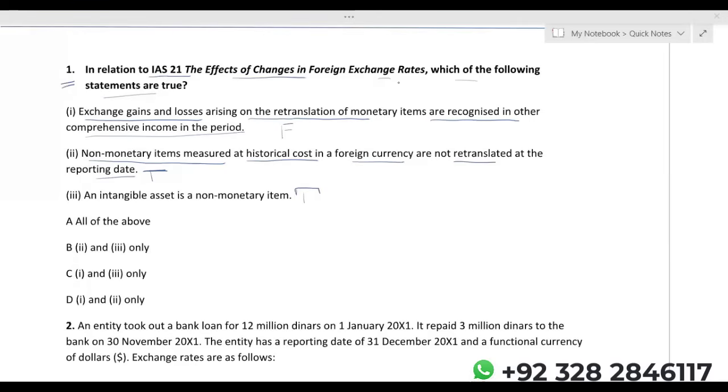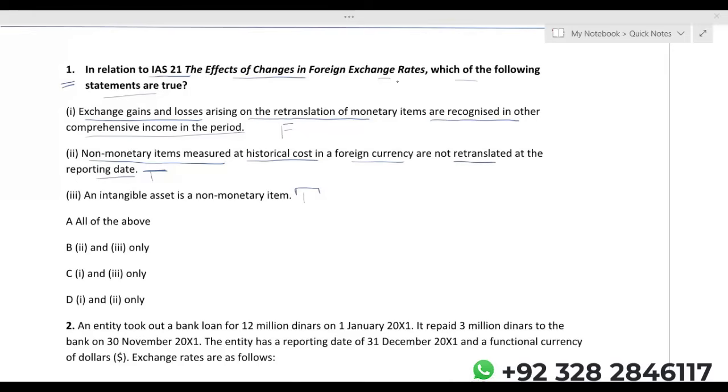So students, monetary items like accounts receivable is a monetary asset. Accounts payable is a monetary liability. If you have made an investment in equity instrument, for example, if your company bought the shares of XYZ company, then it's a non-monetary asset. But if you have bought bonds, if you have invested in the debt instrument of XYZ company, then it's a monetary item. So one is false, other two are true.